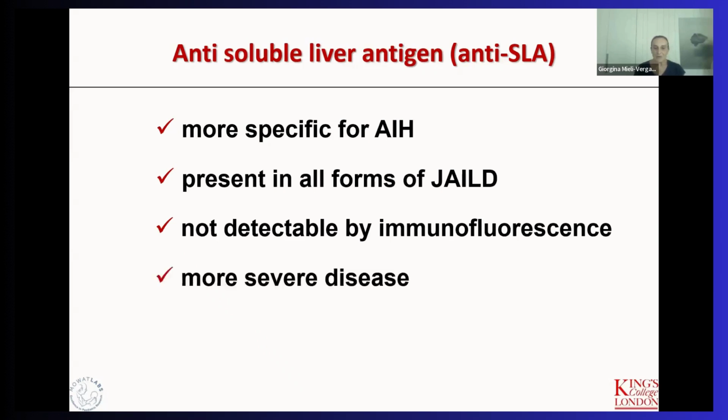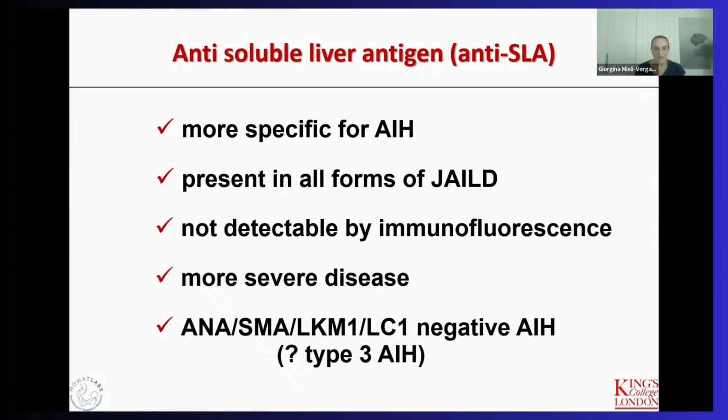It's associated with a more severe disease, and also originally when it was described, it was suggested that it may represent a third type of autoimmune hepatitis, which is negative for all the other autoantibodies. However, this has been discussed a lot, and it may not be the case. Certainly it's present in all types of juvenile autoimmune liver disease.